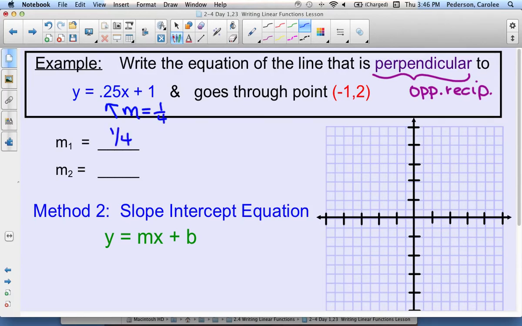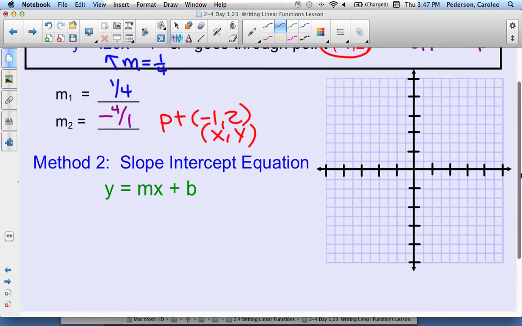And its new line has to be perpendicular. So what we have to do is we have to reciprocate and change the sign. And this new line is going to go through the point (-1, 2). So there's my point. Now we need to figure out what is that new equation.